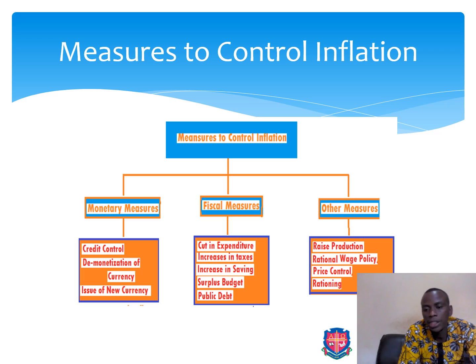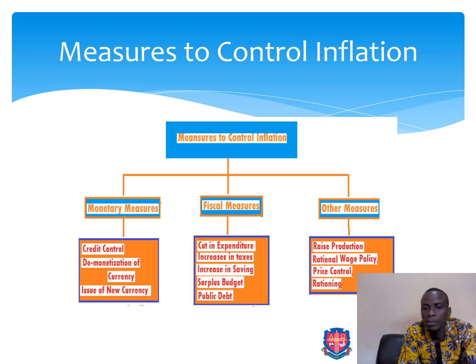And then fiscal measures are those measures which are concerned with taxation and expenditure. Okay, and then we have these other measures. Under monetary measures, we have those which are named with credit control, controlling the credit the banks can offer to people. Remember, when you control credit or when you reduce on credit, it means people will be having little money, and so they won't spend a lot to lead to demand inflation. Okay, there are other measures.